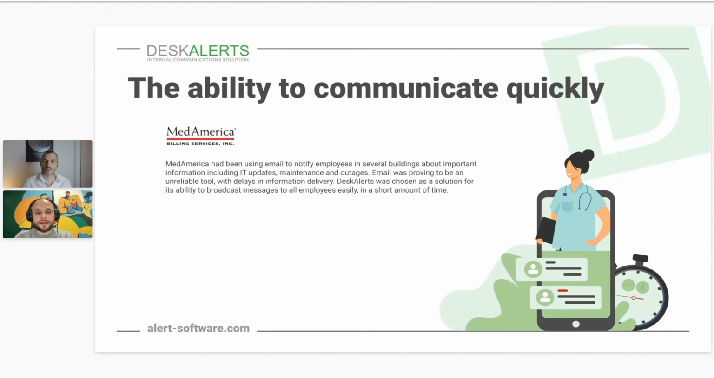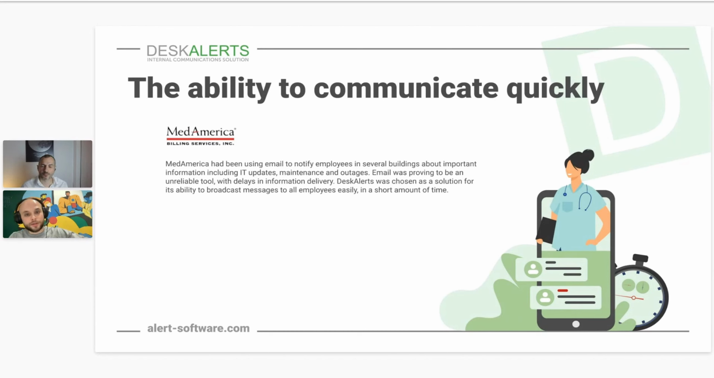Another use case is about the maintenance, and here's the example of one of our customers, Man America, with whom we work currently as well. They implemented DeskAlerts for regulatory messages, basically for notifying the staff about the maintenance of different systems. The pros of choosing a solution like DeskAlerts is about the planning, right? The proper planning should be implemented when you want to deliver the notifications to the end users' devices.